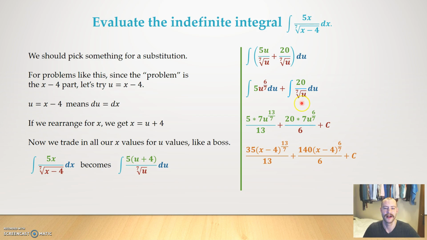So this is on the numerator, really. This is u to the negative 1/7. And so if I add a full power of u to that, I have to add 7/7. So I get u to the 6 over 7.